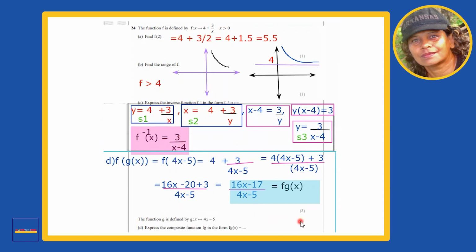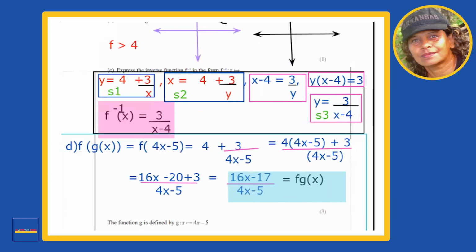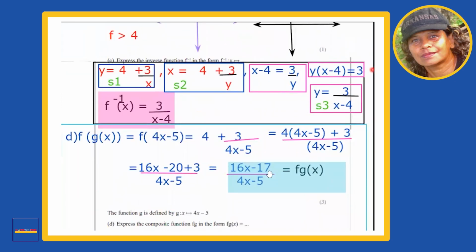Then let's look at part D, which is the function g defined by g of x is equal to 4x minus 5. What do we have here? Express the composite function f of g. Now, how do we express composite functions? f of g of x is equal to f of g of x, and g of x is 4x minus 5, so I write f of 4x minus 5.